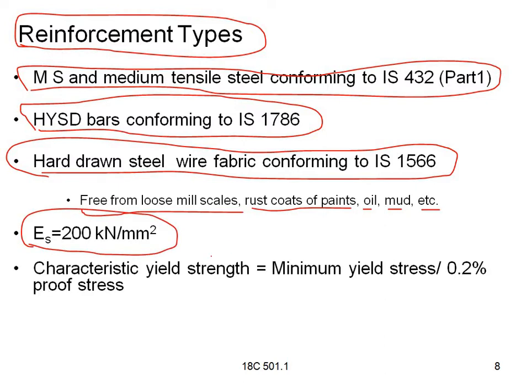So this is determined as ES. So characteristic yield strength is equal to minimum yield stress by 0.2% proof stress. So it is called the characteristic yield strength. The characteristic yield strength is determined by minimum yield stress by 0.2% proof stress.